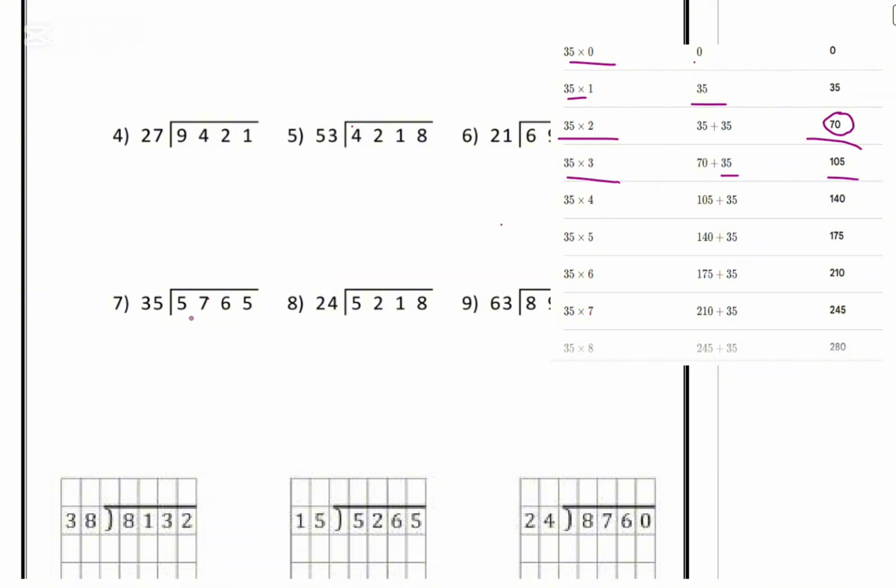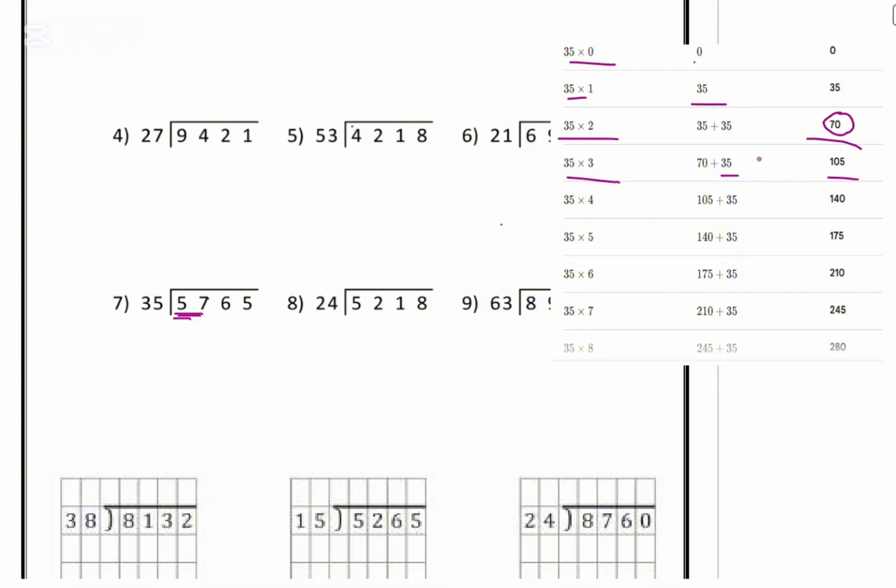So here we have 57, or sorry, let's say, can we say 5 divided by 35? Since the first step is division, can we say 5 divided by 35? Or how many 35 in 5? Of course not. So we take the other digit with it. So we have 57. Can we say how many 35 in 57? Yes, of course, because 57 is bigger than 35.